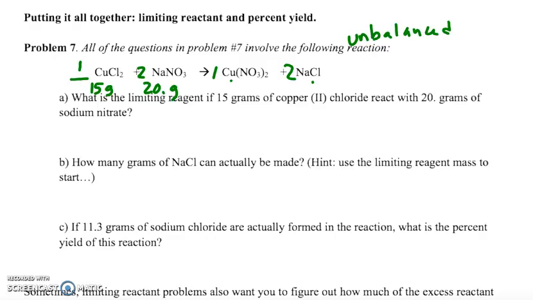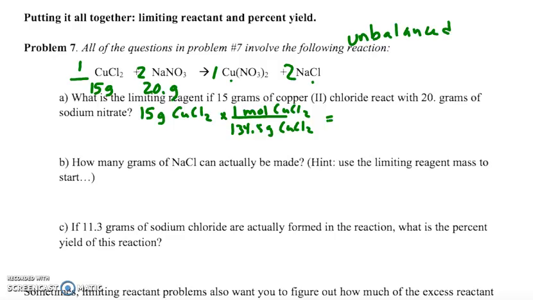So to do this, going back to the first tutorial in this series, the first thing you have to do is take your quantities given, 15 grams of the CuCl2, and we're going to convert that to moles. Right? So it turns out that 1 mole of CuCl2 has a mass of 134.5 grams.